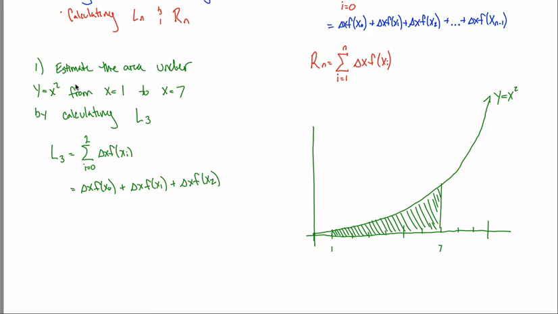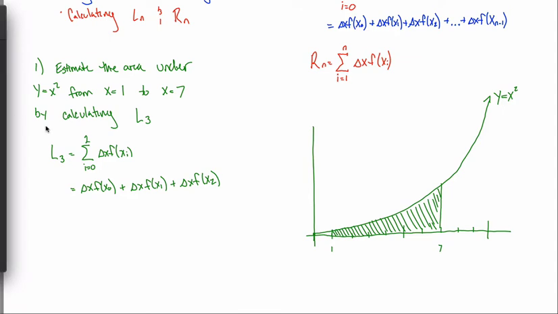I want the area underneath this curve from 1 to 7. Here's 1, here's 7. Here's a scaled version of this parabola. Maybe you can imagine it going over here. Anyways, I want to estimate this area in green. How am I going to estimate it? I'm going to draw rectangles. How many rectangles? 3 of them.